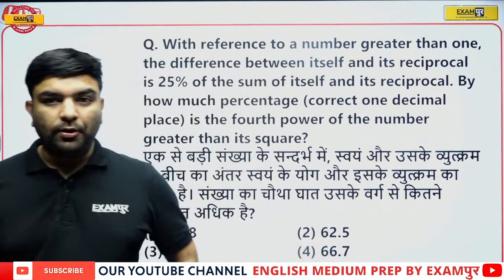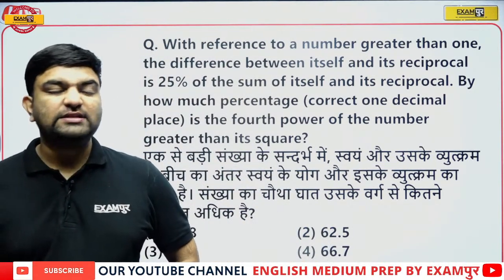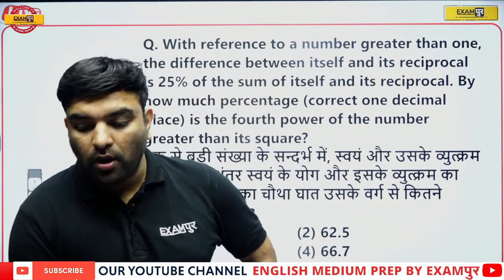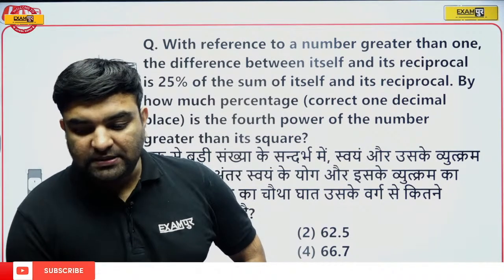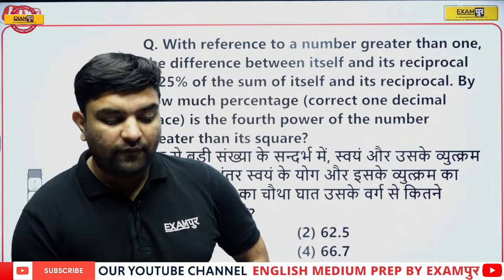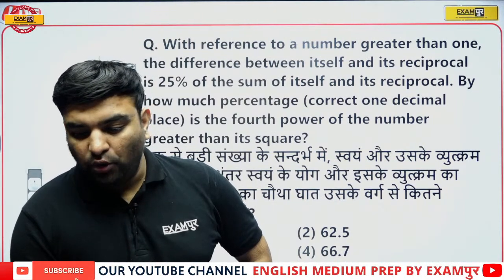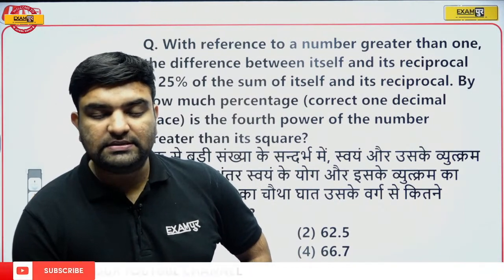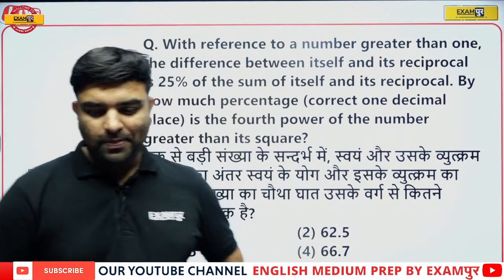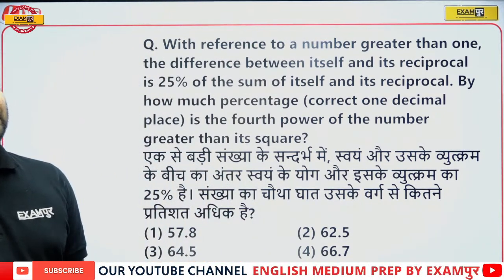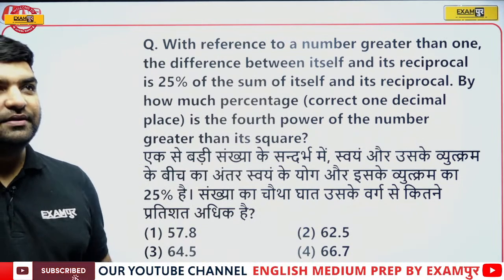With reference to a number greater than 1, the difference between the number and its reciprocal is 25% of the sum of itself and its reciprocal. By how much percentage is the fourth power of the number greater than its square?